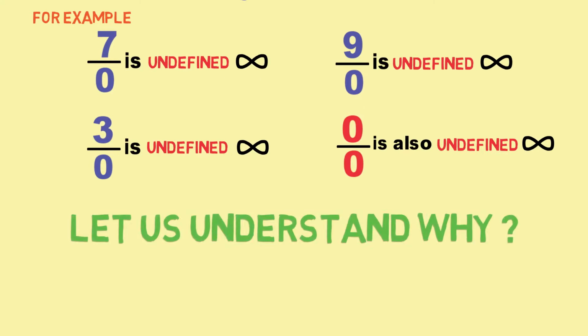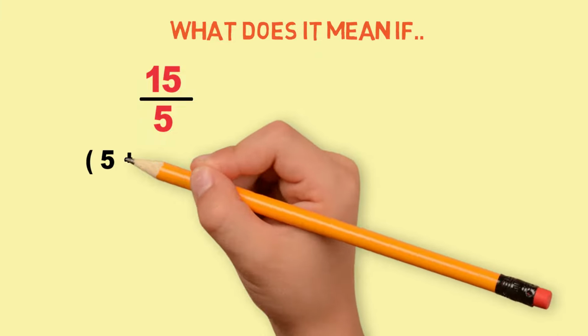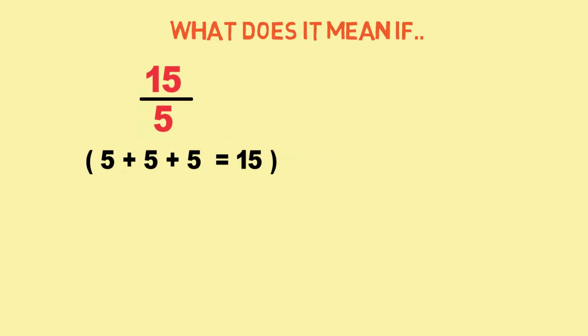Let us understand why. To begin with, what does it mean when I say 15 divided by 5? This means how many times should I add 5 to itself to get 15? So you know 5 plus 5 plus 5 is 15. That means you need to add 5 to itself 3 times to get 15. So 15 divided by 5 is 3.